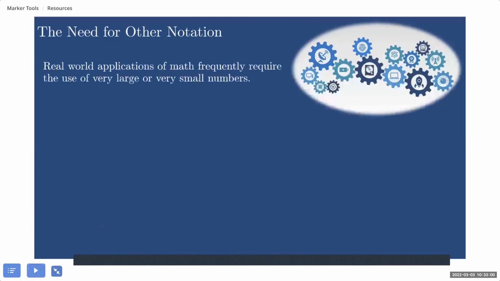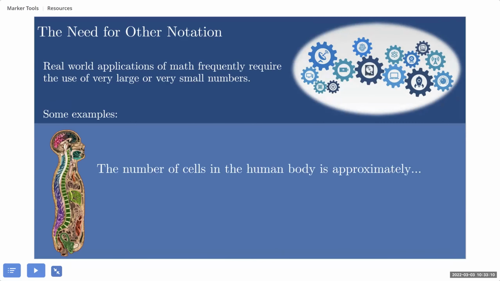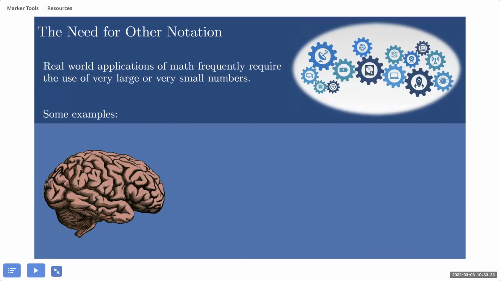The need for other notation. Real world applications of math frequently require the use of very large numbers or very small numbers. This is especially true in science. Some examples: if you count all the number of cells in the human body, you end up with this massive number. And in order for us to write this number every single time, it would take a lot of effort, right? We'd have to remember how many zeros and all that stuff. So there is a notation that we're going to learn to help us make that a little faster.